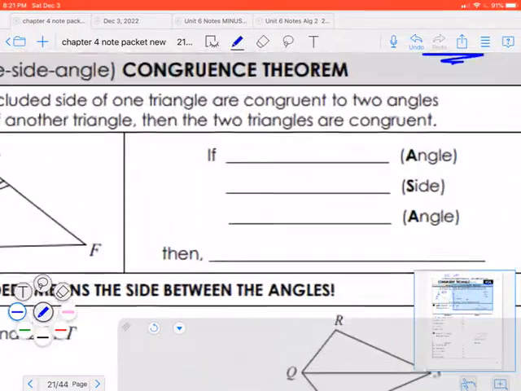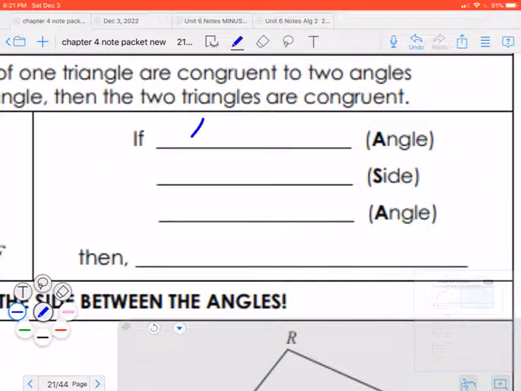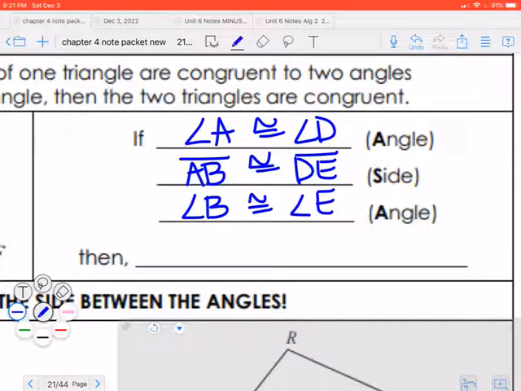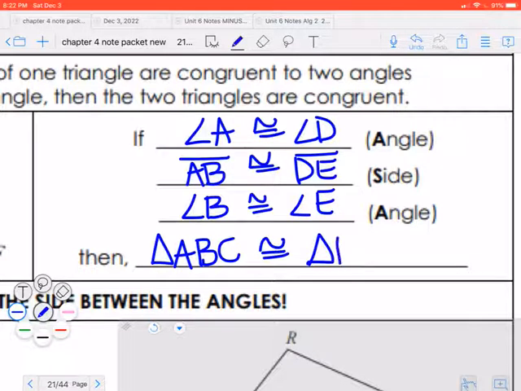So from this diagram here, if angle A is congruent to angle D and side AB is congruent to side DE, and angle B is congruent to angle E, so we have an angle, a side, and an angle, then the triangles are congruent. Triangle ABC is congruent to triangle DEF.